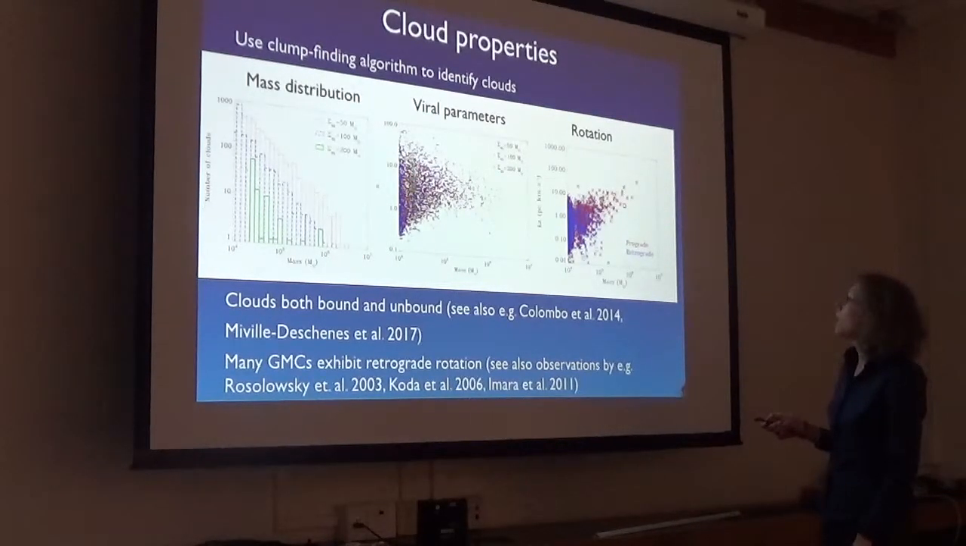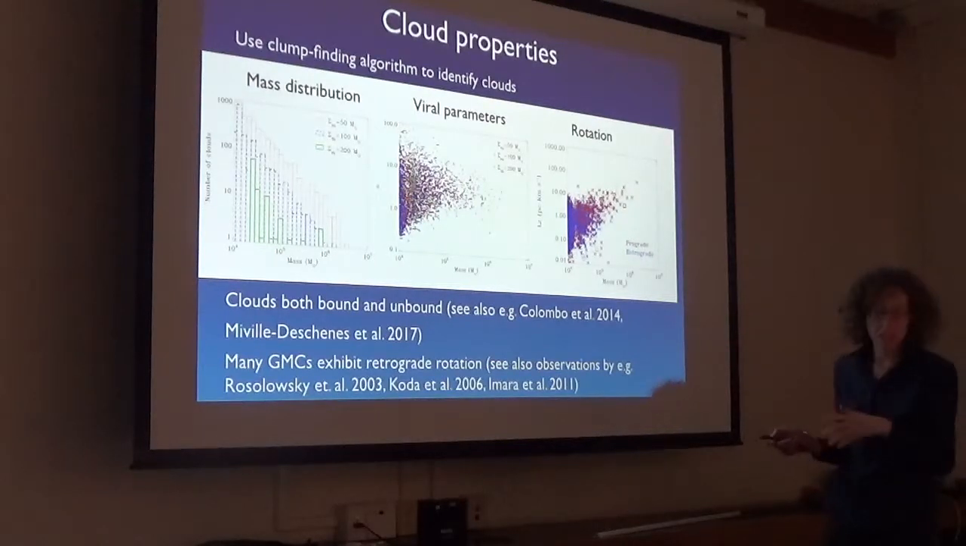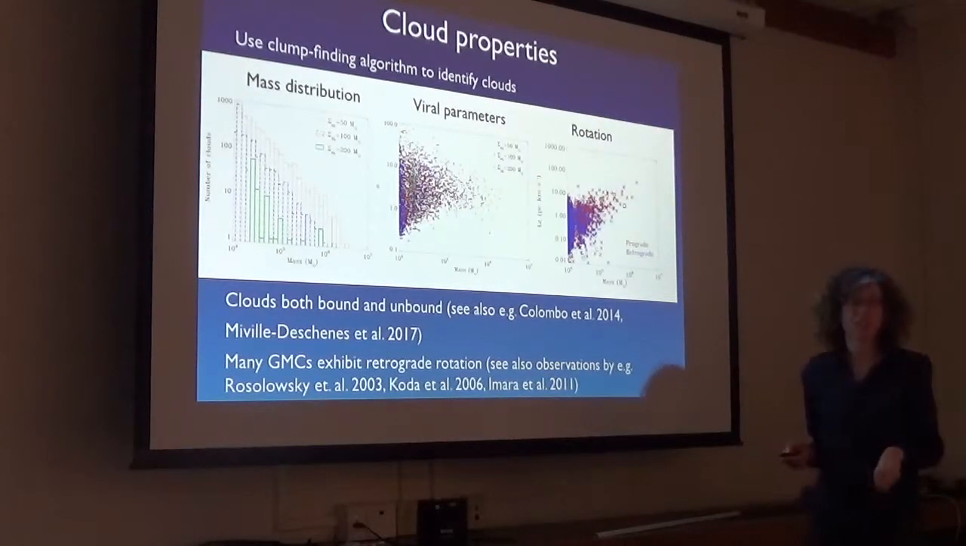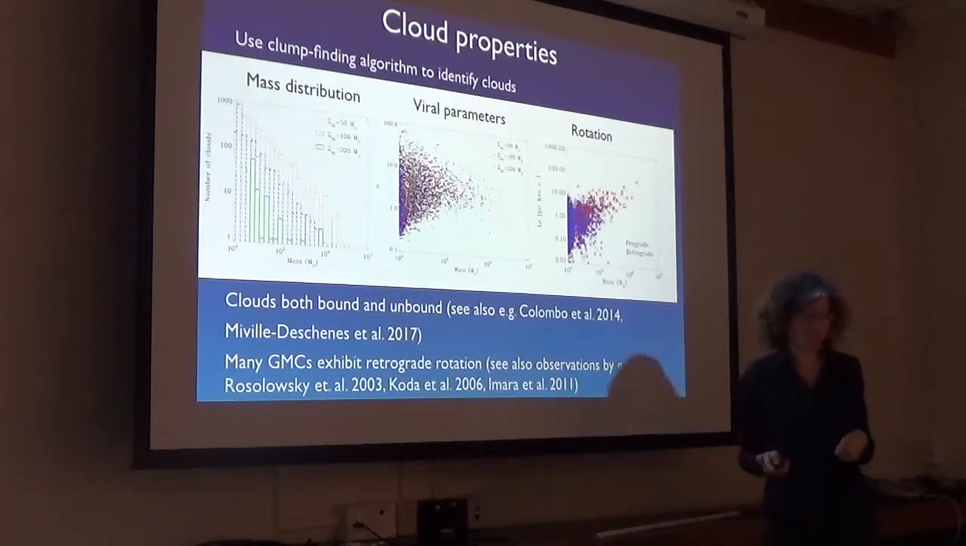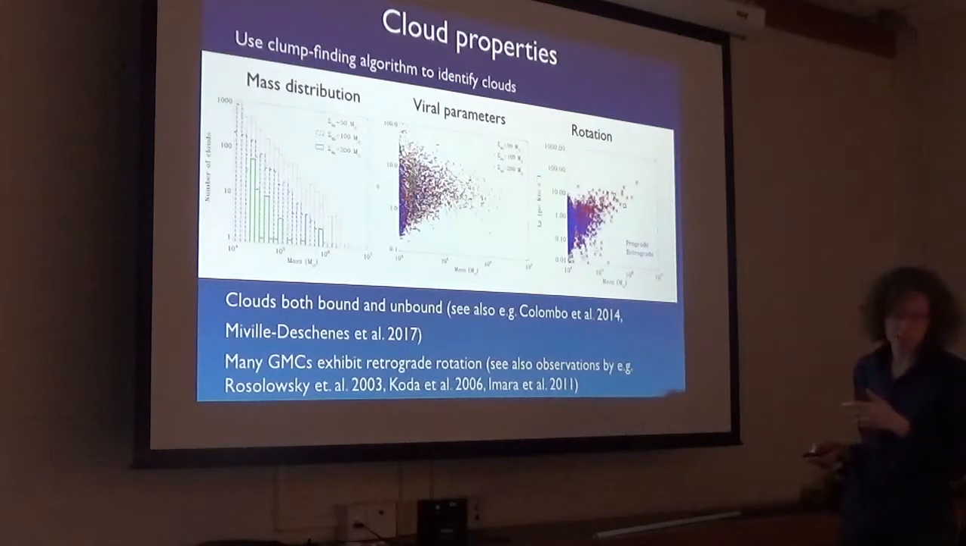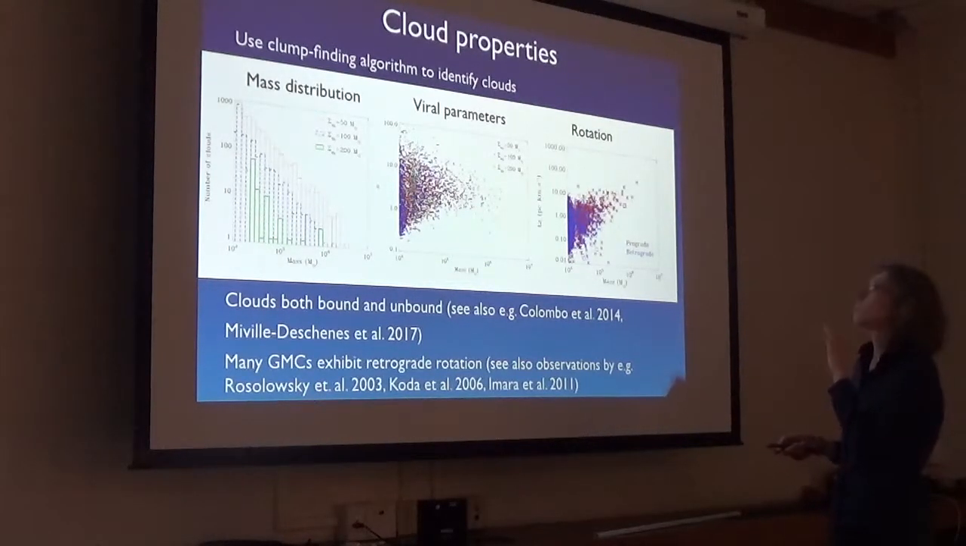We also found that some of the clouds have retrograde rotation, which means that they all orbit the galaxy with the same rotation, but the intrinsic rotation of some clouds is in the opposite direction to the rotation of the galaxy. And this is also something seen in observations. So generally, we get realistic cloud properties out.